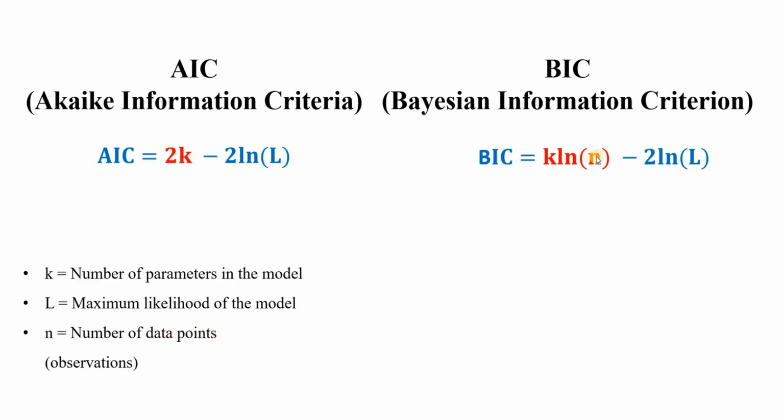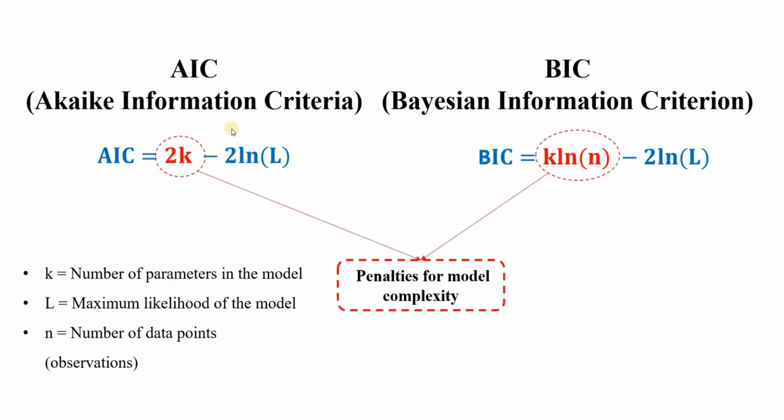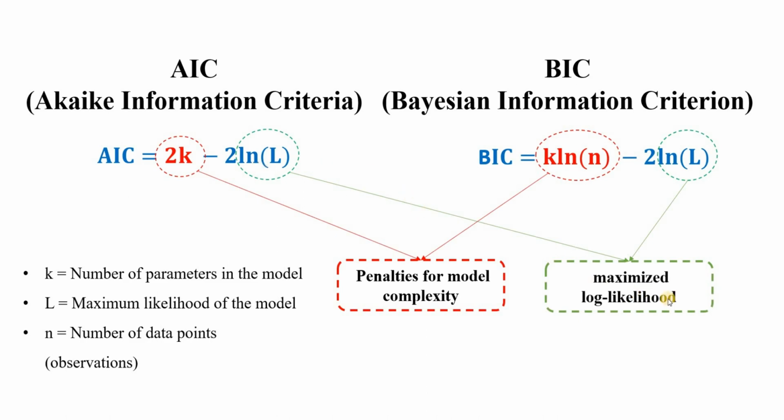If this k and n value increase, that means the number of parameters of the particular model will increase, and the model will get more complex. That's why these terms are called the penalty for model complexity. That means a complex model will give a higher value, leading to an increase in the AIC and BIC value, and that will help us to reject that particular model. At the same time, this L term is called the maximum log likelihood, and this will tell which model is best to predict the particular behavior.